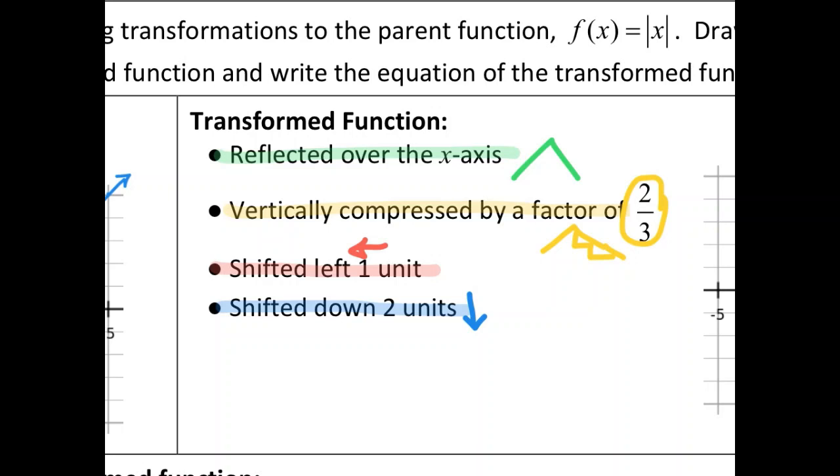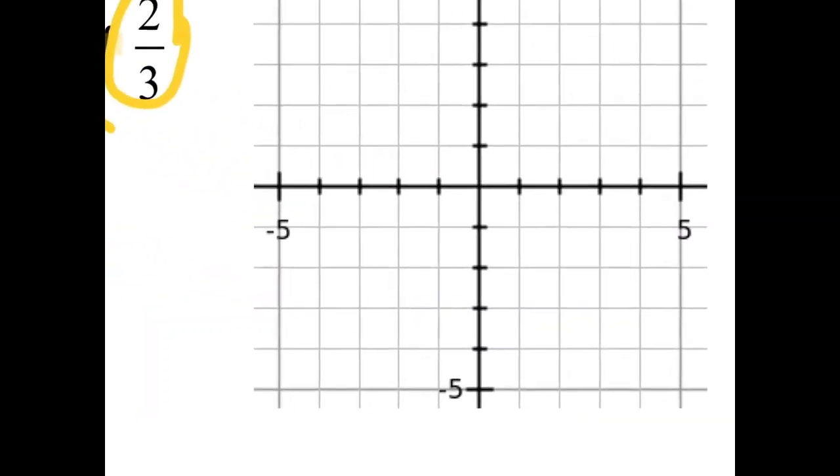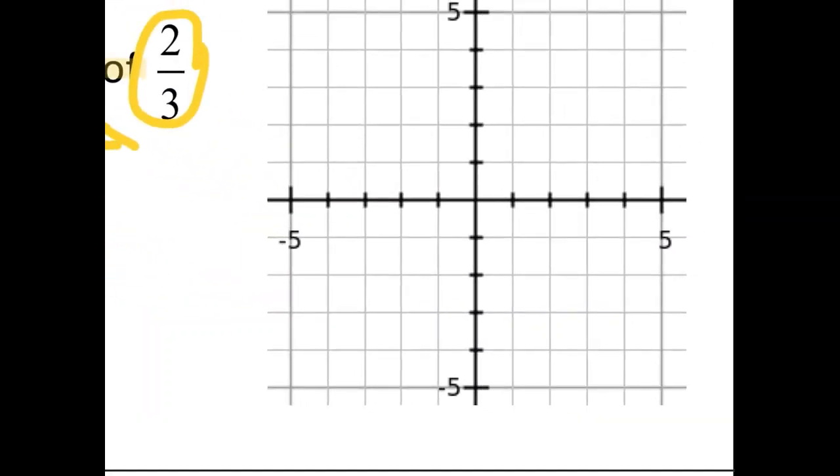I would recommend starting by shifting the vertex first. So shift the vertex left 1 and down 2. So left 1 and down 2 puts my vertex right there. Now remember that we're going to have a V shape that opens down.